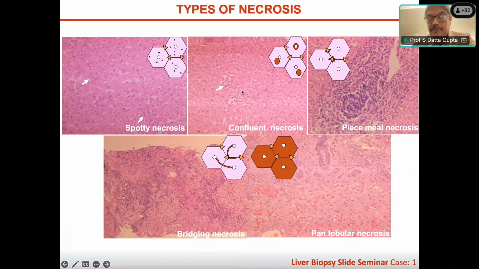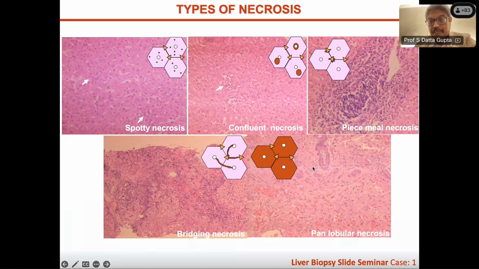When there are a group of hepatocytes, 4, 5, 6 or more, it is called confluent necrosis. Confluent means more, as if the spotty necrosis has become confluent or joined together. Lots of hepatocytes confluent, one or two hepatocytes spotty. Now this confluent necrosis, suppose it is between one vascular tree, portal to portal or portal to central or central to central, like a bridge between these two vascular areas, then you call it bridging necrosis.